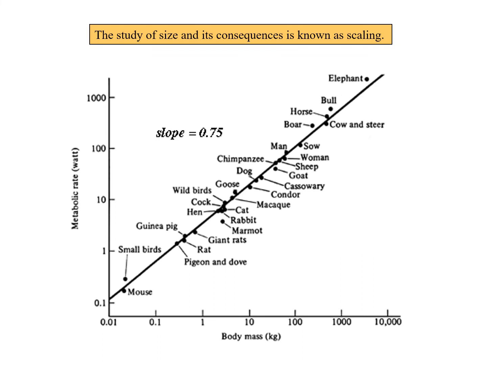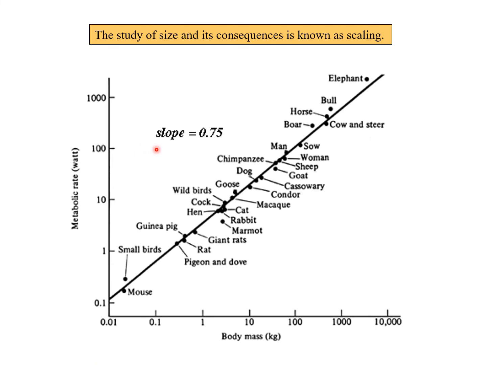I'm sorry, I realize I misspoke, and I said these were all mammals plotted on this graph. That's not correct, obviously. These are endotherms. These are animals that generate heat internally to maintain body temperature. So you have small birds, you have a hen, you have a cock, and so on.